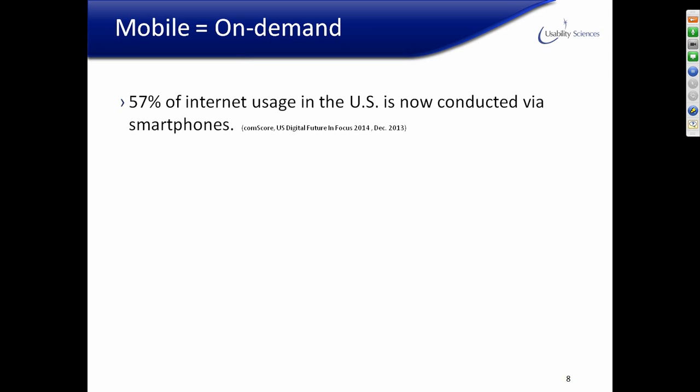So this on-demand mindset has largely been fueled by the emergence of mobile technology, which we all are very aware of at this point. Some very interesting statistics that we pulled as of recently. 57% of internet usage in the US is now conducted via smartphone. And for the first time in history, that is surpassing the amount of internet usage on desktop computers.